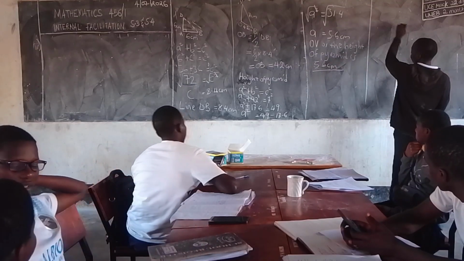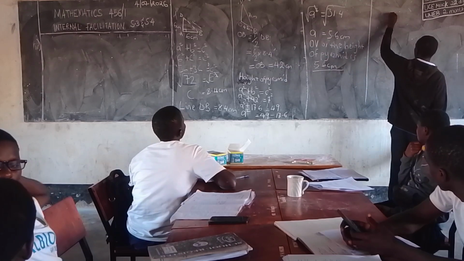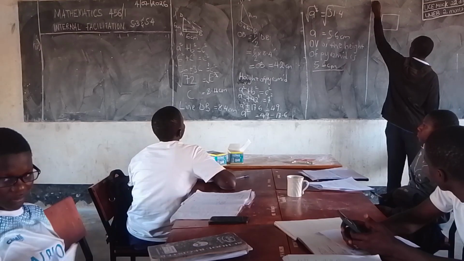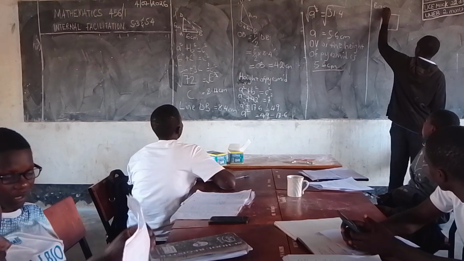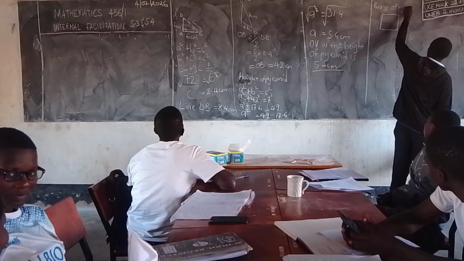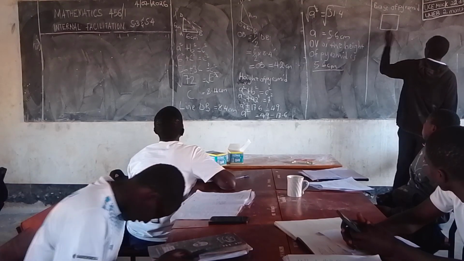But before finding the volume, we need the base. The base of the pyramid, which is a square.